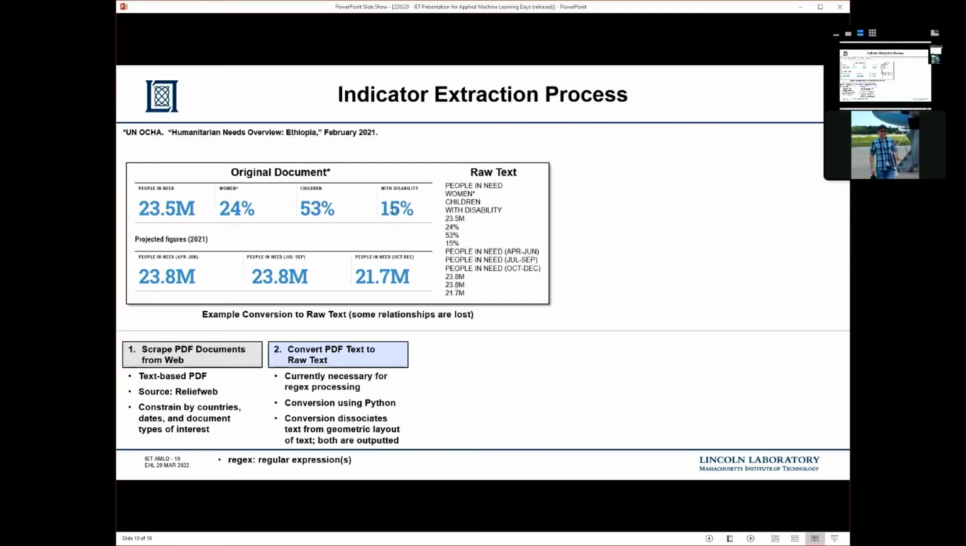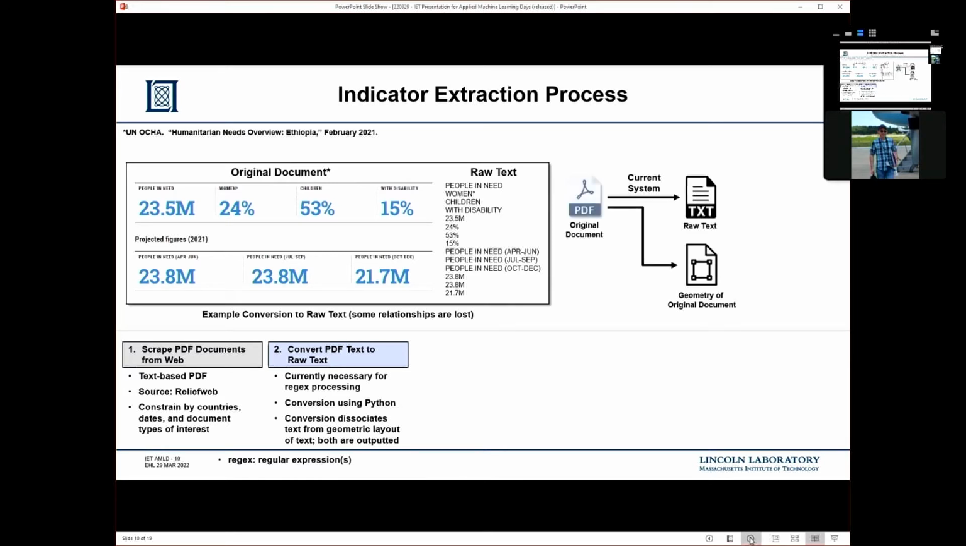So for example, this is a sampling of one of our original documents that we worked with. You can see that the subject of each number is written right next to the number, making it easy for a human to understand. People in need is written right next to 23.5 million. But when you convert this to raw text, because of the way the PDF was formatted, the subject of the number and the number itself become separated, which makes it very difficult to know with any sort of regularity that, for example, 23.5 million is associated with the statement people in need.